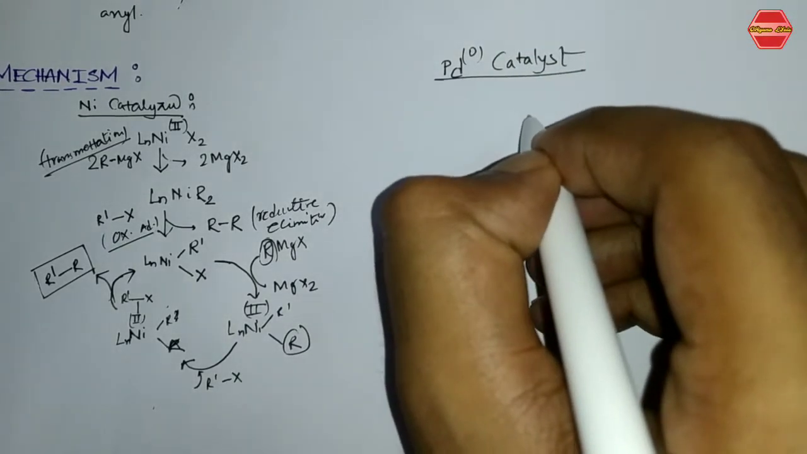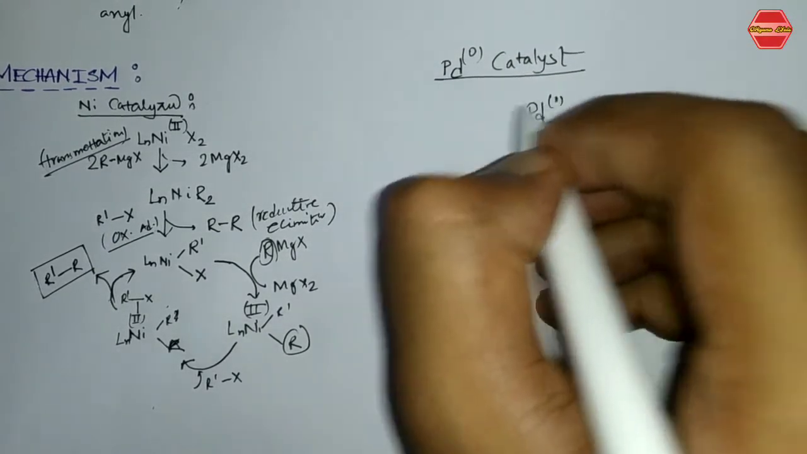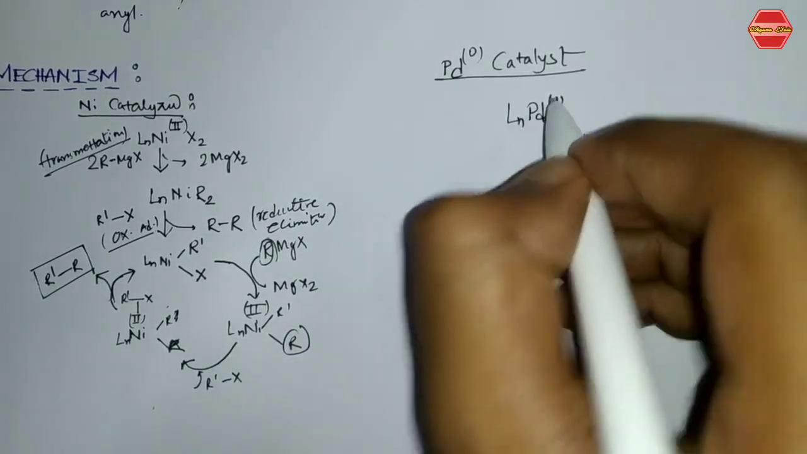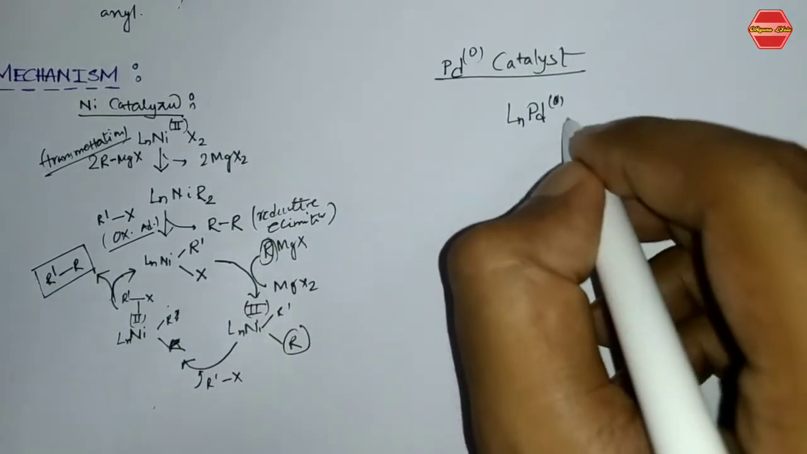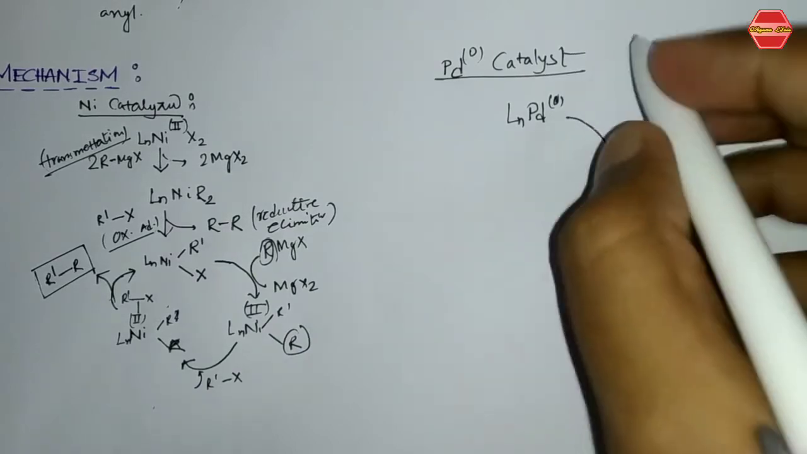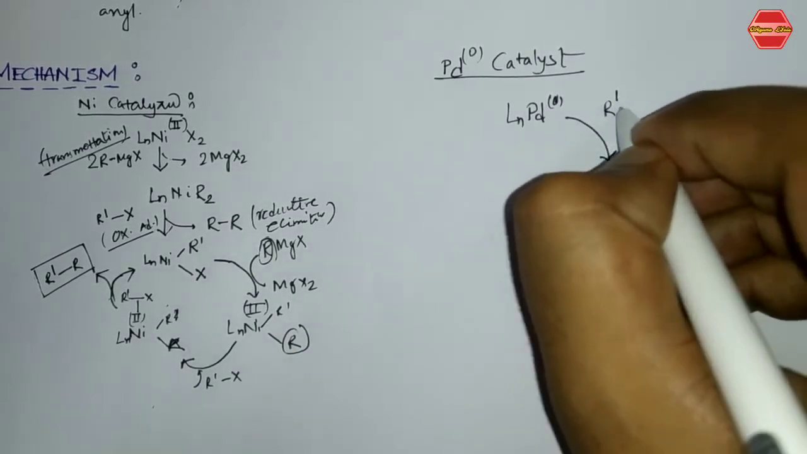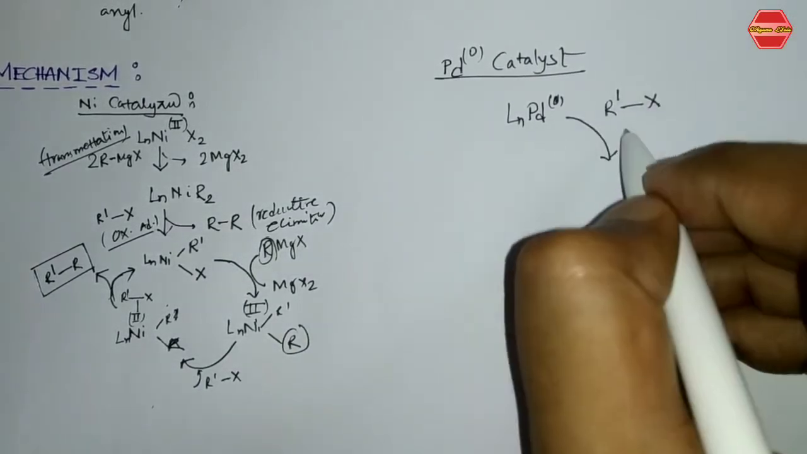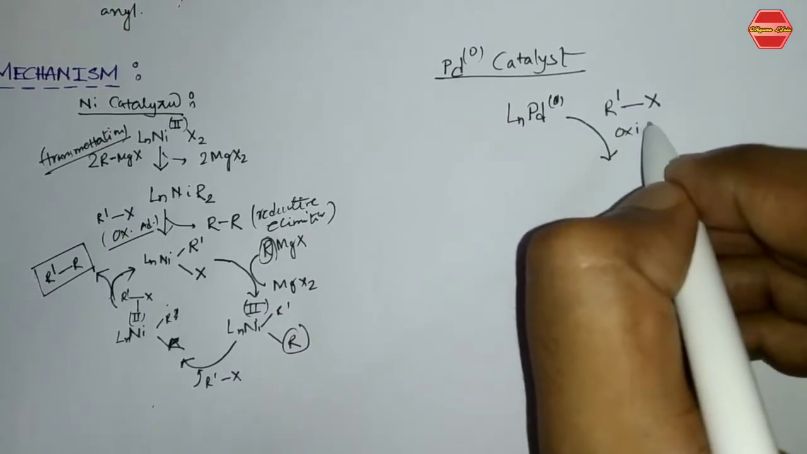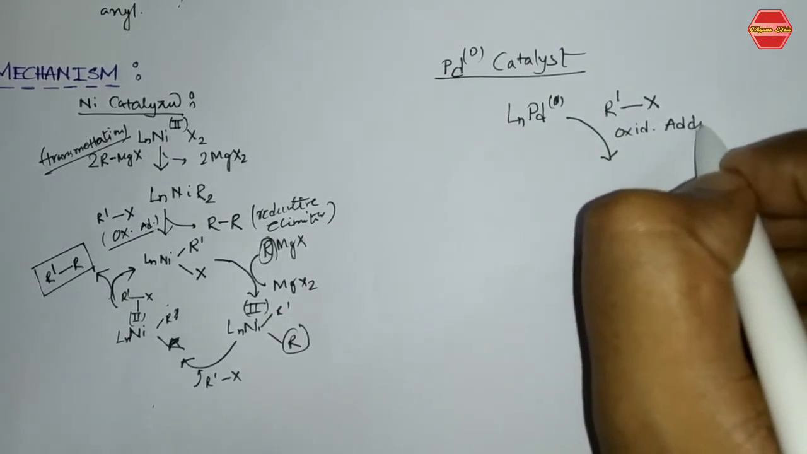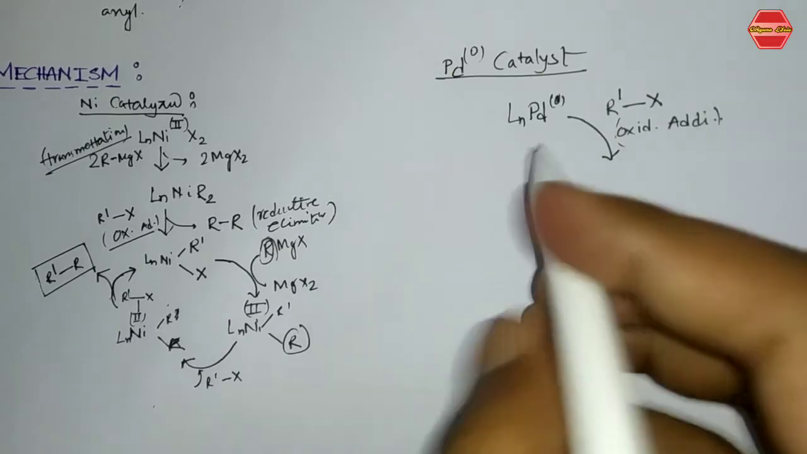So we can get this palladium 0 from here. So here we are starting with this palladium 0. Now after that we know what will be the next step: this R1X group will insert over here. So this is your oxidative addition. So this is your oxidative addition step.